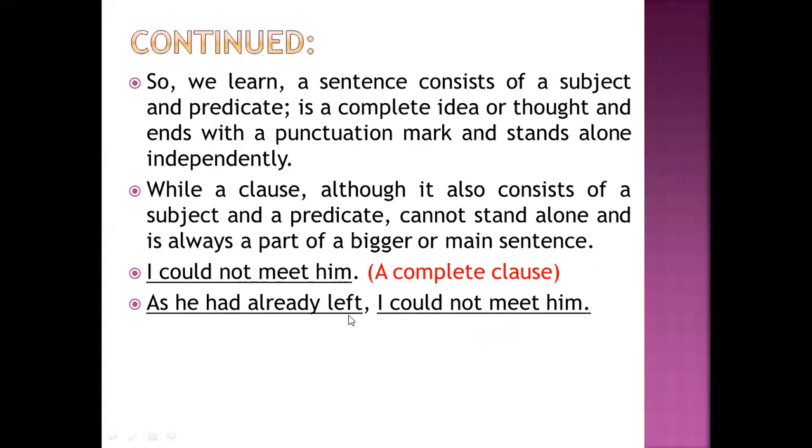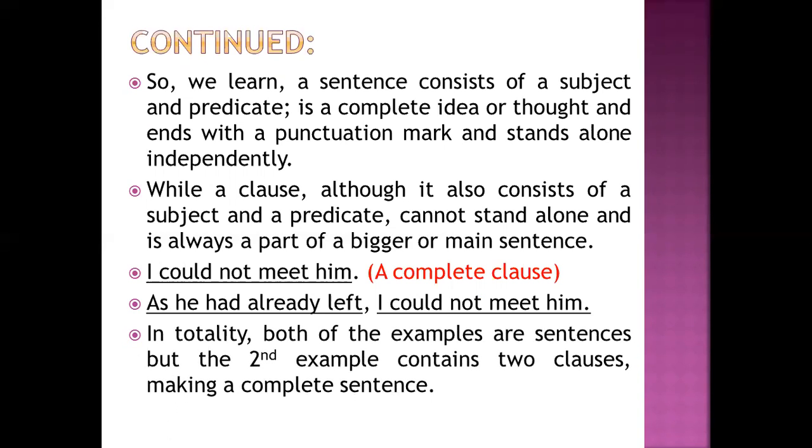Let's have a look at the second example. As he had already left, I could not meet him. Now we can see that this is again a full sentence, but it consists of two parts. One part is "as he had already left," and the second part is "I could not meet him." So we use the names independent clause and dependent clause for these clauses. But the thing we need to keep in mind is that together they form a full sentence. Together we can see this is a complex sentence. This is a full sentence consisting of two clauses. So in totality, both of the examples are sentences, but the second example contains two clauses making a complete sentence.